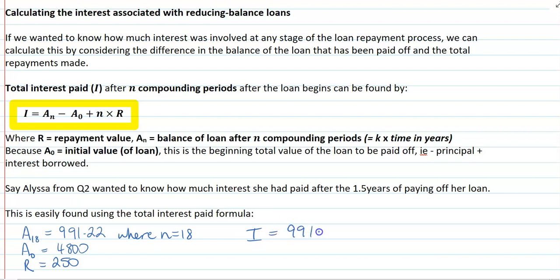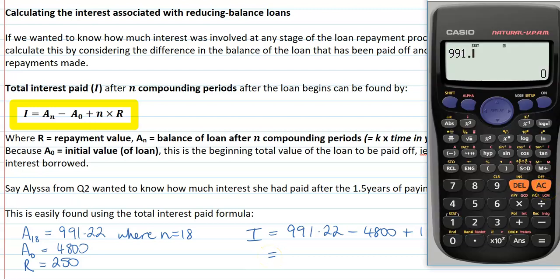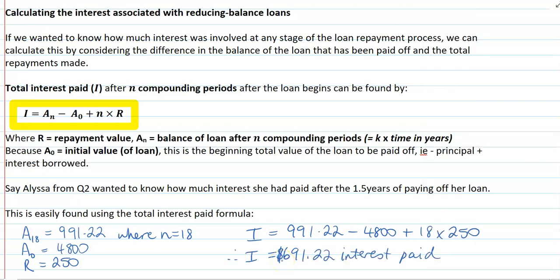So $991.22 minus our initial loan amount, add on the fact there were 18 lots of $250 repayments. Plug this into our calculators. This means that she's paid $691.22 interest during the 18 months she's been paying that loan off. Of course, making sure we document that.